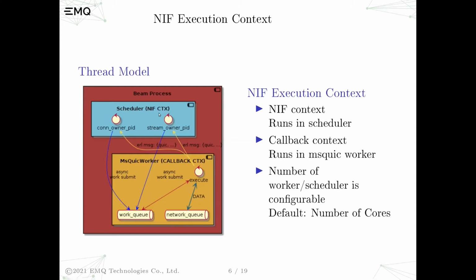The number of schedulers and workers are configurable. By default, they are both the same number as the cores you have. So if you have 8 cores, you will have 8 schedulers and 8 workers.